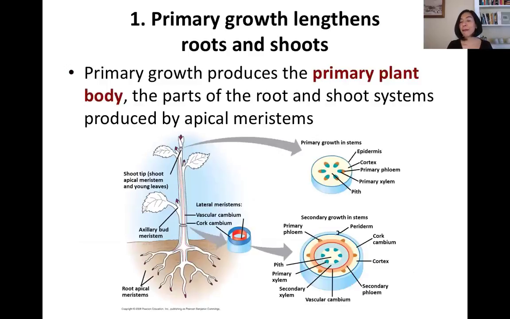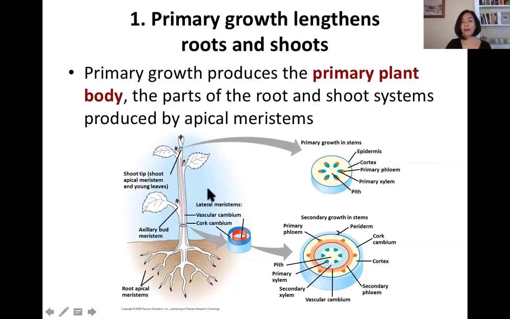This is a figure for you to see the primary growth, and here we have the meristems, the apical meristems of the shoots, right here, and the axillary buds. And then at the tips of the root, we have this primary meristem of the roots. So that helps, as I said, to grow vertically.